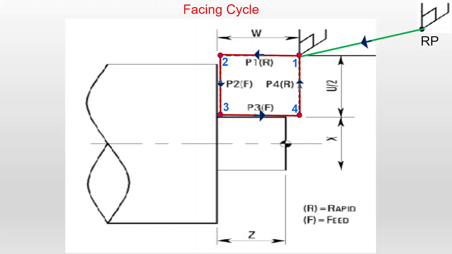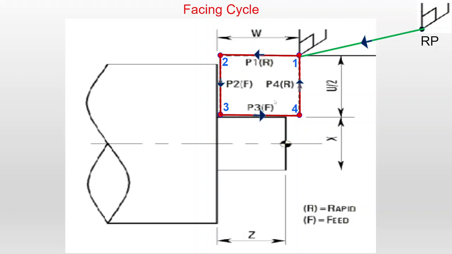Now this is a facing cycle. It will take care of all these 4 paths. That is, 1 to 2 is the rapid path, 2 to 3 is the feed, and 3 to 4 is the feed path. Again 4 to 1 is the rapid. This complete cycle is taken care of by using this facing cycle.